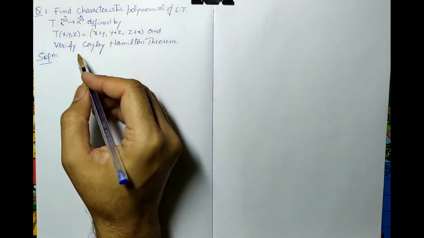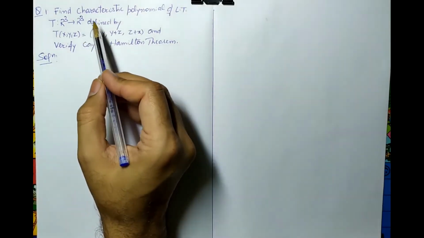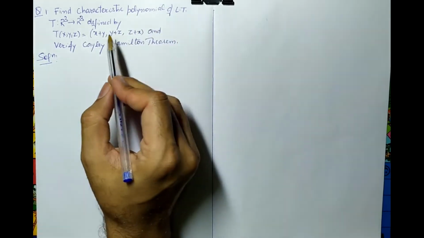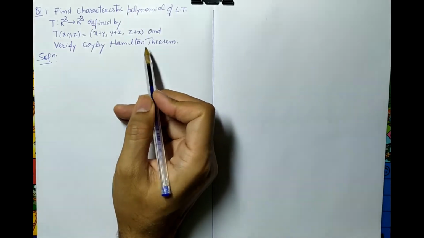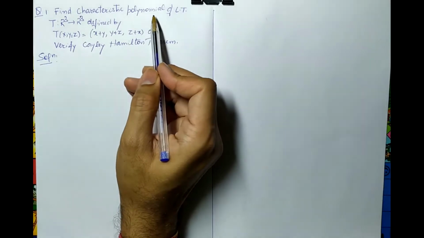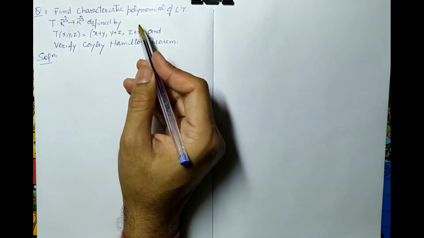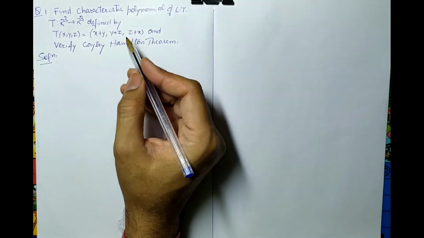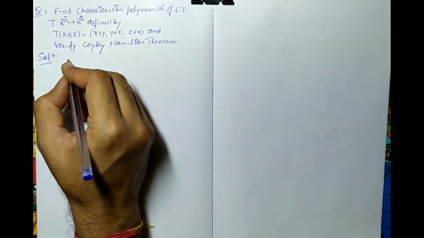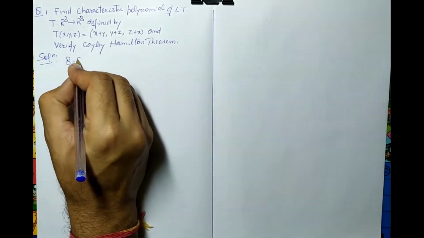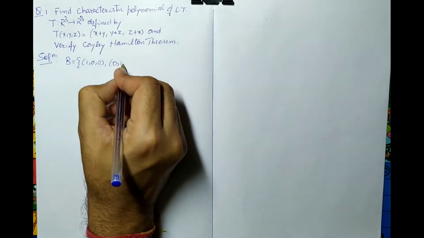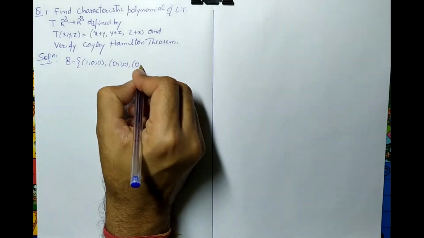Now we discuss numericals to find the characteristic polynomial of a linear transformation and then verify the Cayley Hamilton theorem. To find the characteristic polynomial, we proceed in a similar manner to what we discussed in our previous lecture. So here we can discuss again. We start with the standard basis, that is 1 0 0, 0 1 0, 0 0 1.